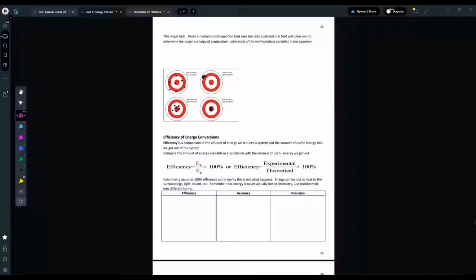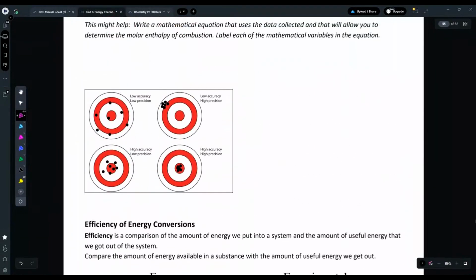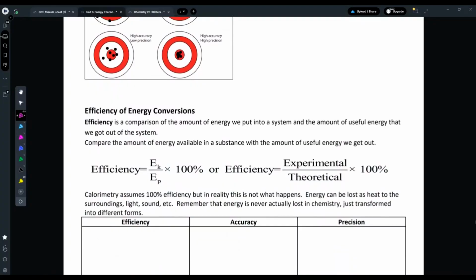In this video, we're going to go over efficiency of energy conversions as well as thermal stability. So I'm first going to go over these notes down here, and then I'll talk about this diagram up here. So efficiency is a comparison of the amount of energy that we put into a system and the amount of useful energy that we got out of the system.